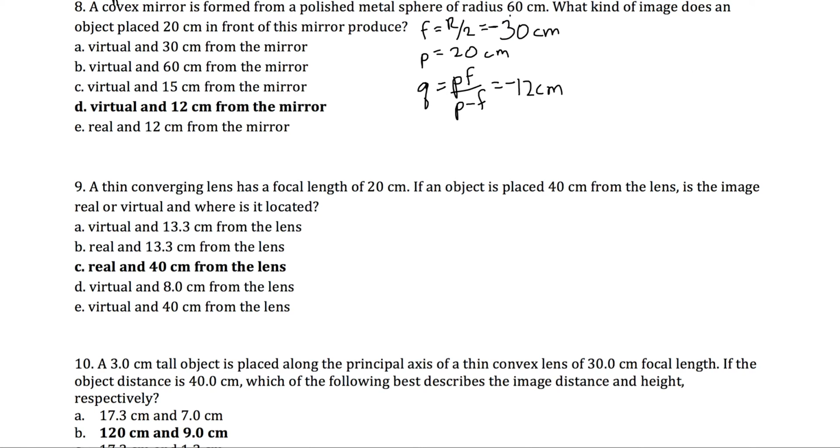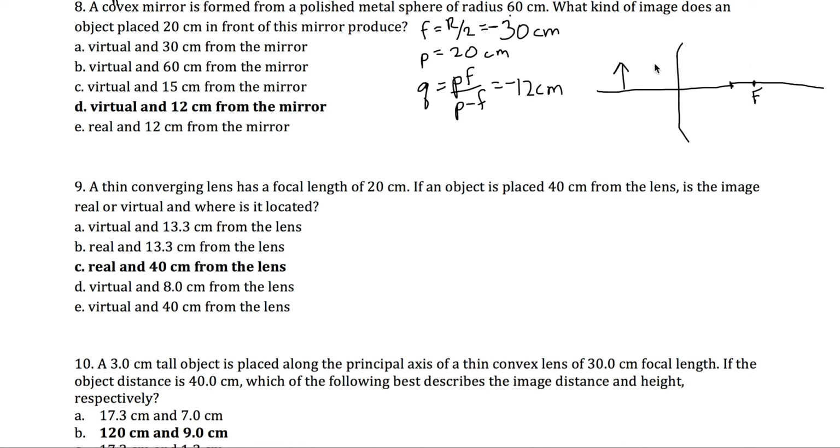Now, what we could also do if we wanted to is draw a rough sketch. So if I draw my convex mirror here going this way, and I have my object over here, and let's say that this is 20 centimeters away, then let me do it a little bit bigger. Then let's see what happens. If this is 20 and the focal length is 30, we've got to try to scale here, so 30 would be about right here. So this would be the focal point.